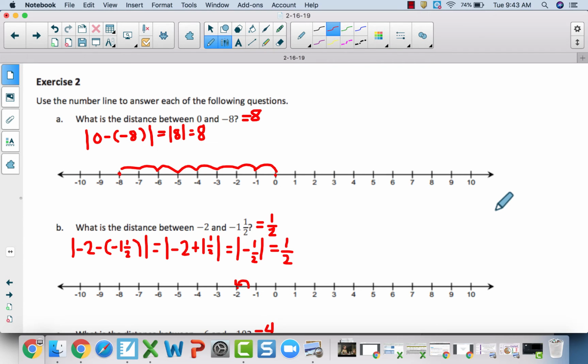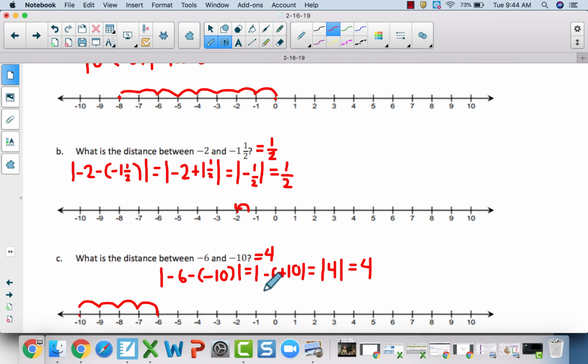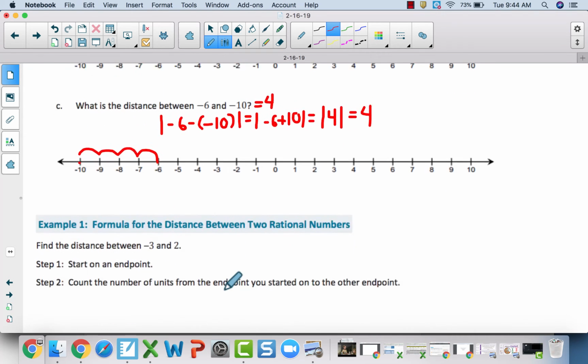For exercise 2A, you should have got a distance of 8 units. What you see is me hopping using the number line, but you also see up here the distance formula. For B, you should have gotten a distance of 1/2. Once again, you see the hopping, you hop a half unit, and you see the distance formula. For C, you should have gotten 4. Similar thing, you see the number line and the distance formula.